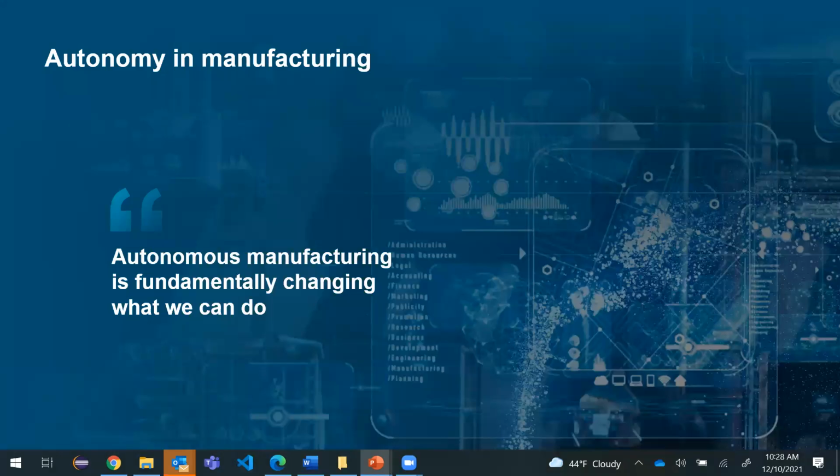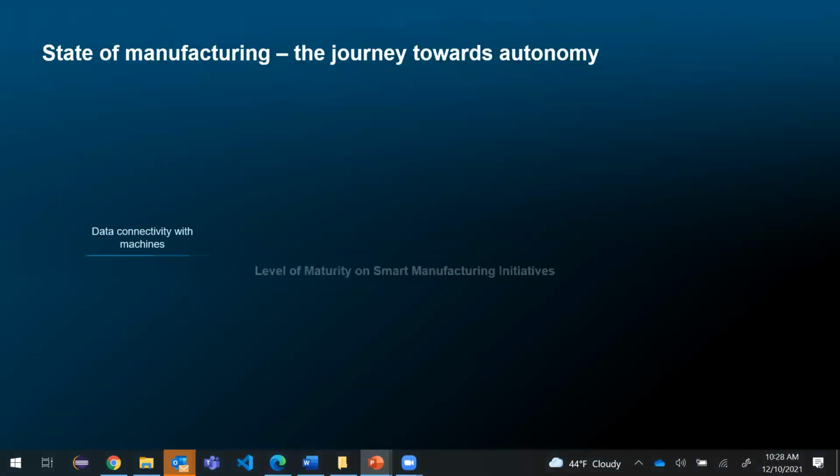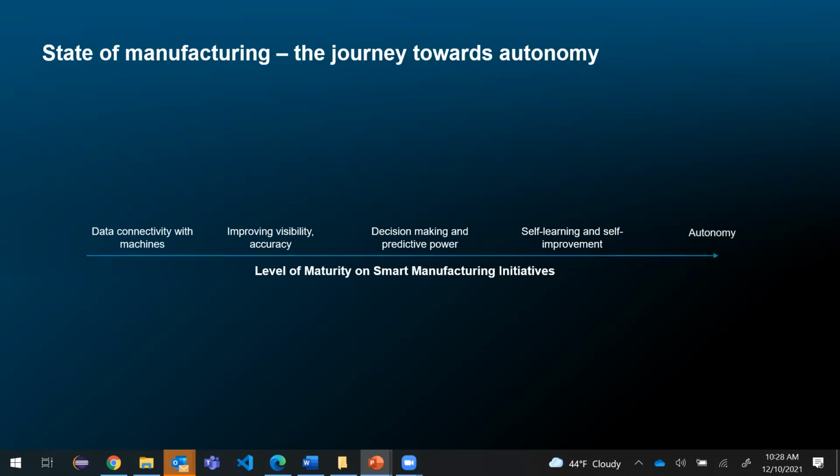Okay, let's look a little bit at manufacturing, and since we're talking about the economy, there's a certain maturity model. You have to start with actually getting the data. Then you need to improve the visibility. Then you can start to use predictive analytics, and then prescriptive analytics. Then you can imagine starting to learn from those things and self-improvement, and finally autonomy.